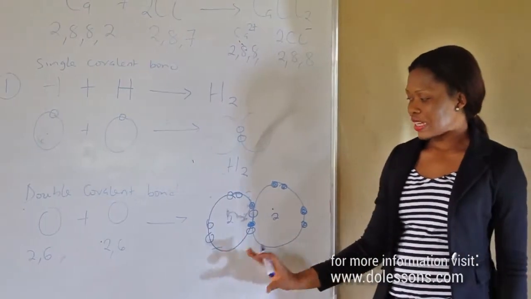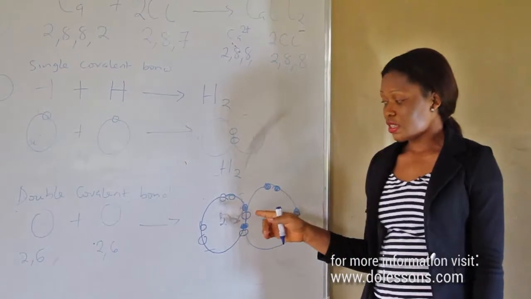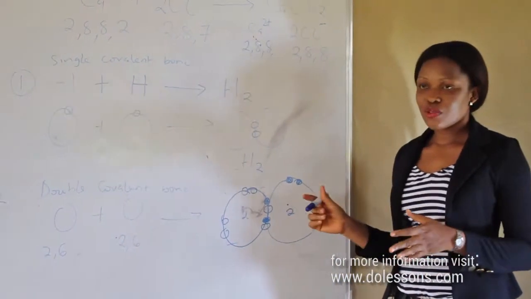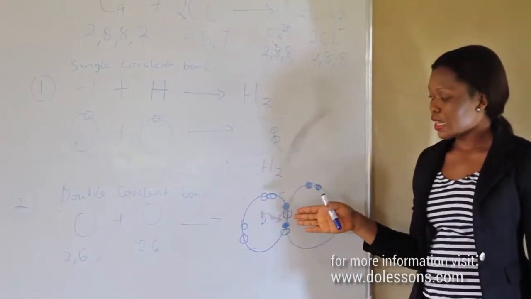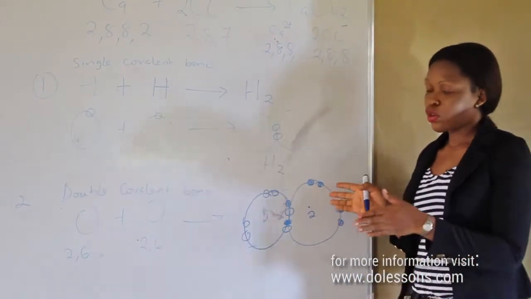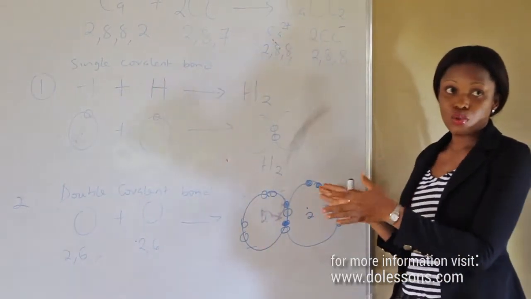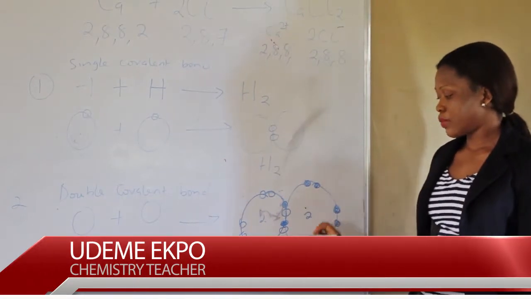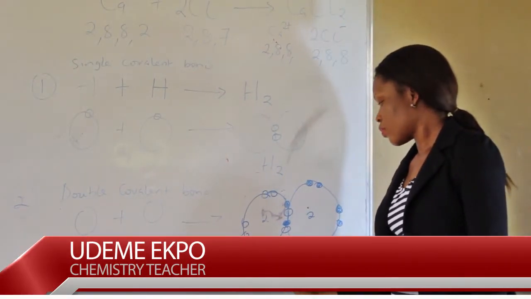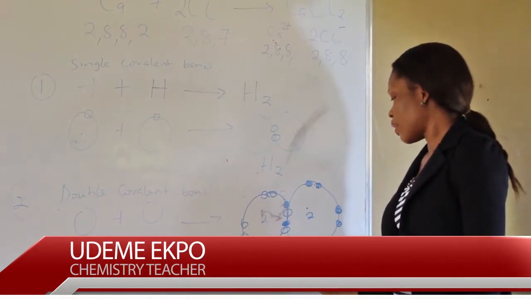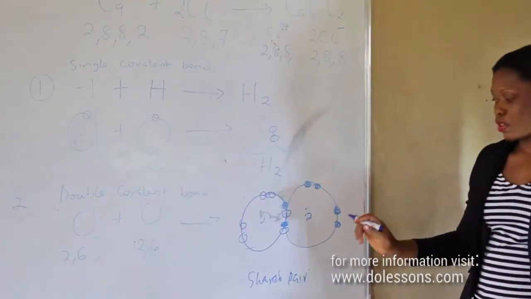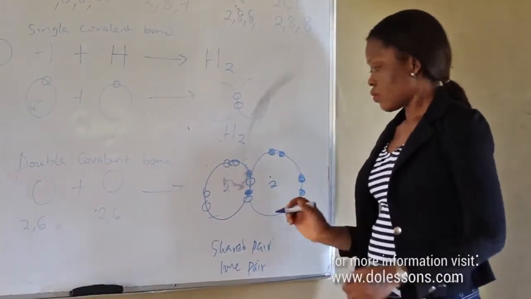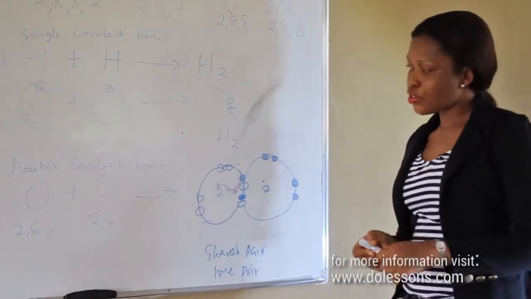Now, the 2 oxygen atoms come together and they share equal number of electrons. What I just want to point out here is that the electrons in ordinary covalent bond, the shared electron pairs are contributed equally by the 2 combining atoms. This pair of electrons that is shared between them is called shared pair, while the one that is not involved in the bonding is called the lone pair of electrons.